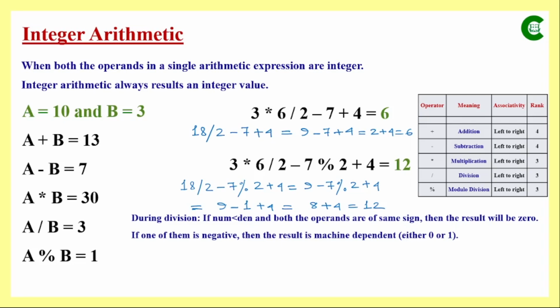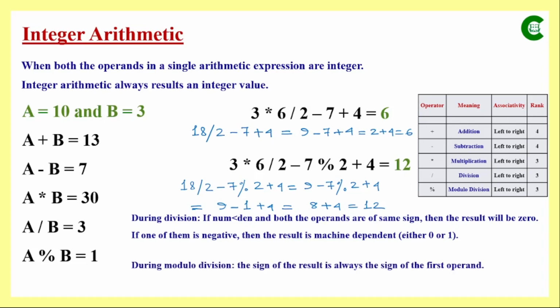So in that case, if both the operands are of same sign, then the result will be 0, because that is going to come in fraction and the whole fractional part will be truncated. So the result will be saved as 0 only. But if the numerator is less than the denominator and one of the operands is negative, then the result will be machine dependent. So that may show you 0 or that may show you 1 also.